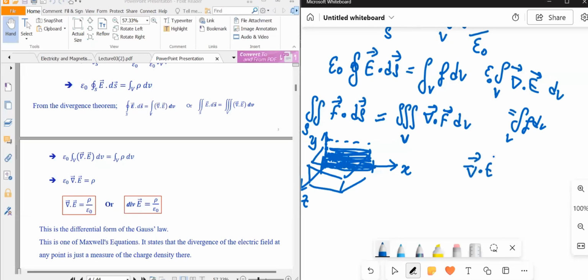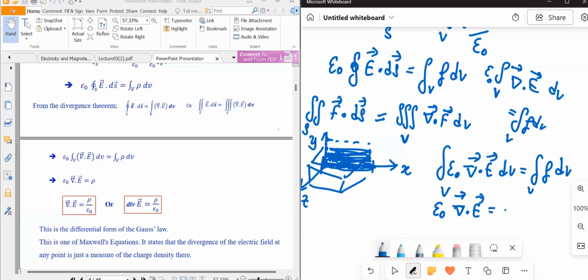del dot E. So epsilon naught is a constant. dV is equal to the volume integral of rho dV. Now the volume and the limits are the same. Then epsilon naught times del dot E is equal to rho. So when the volume is the same, we can say the values inside this volume integral are the same.